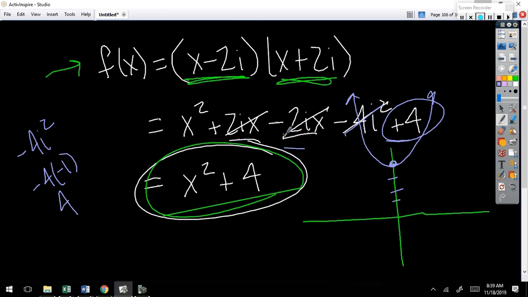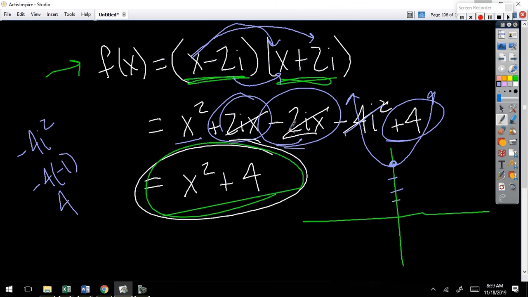This is where I FOILed it out. So it was x times x is x squared, this one here. And then minus 2ix comes in here. And then negative 4i squared.